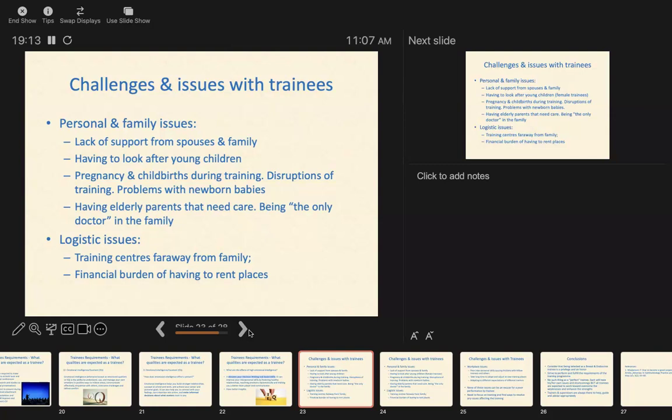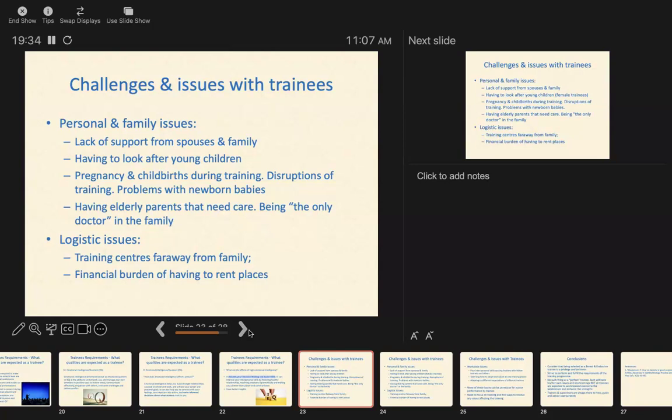But once you become a surgeon, and especially if you're the only doctor in the family, I don't ask you to neglect your duty, your responsibility to your families. You need to highlight that as well. But you need to balance yourself, whichever you can do, to make sure your training program is not disrupted at all.